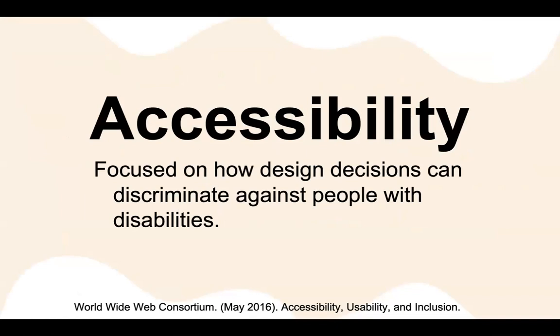We can begin with accessibility. According to the W3C, accessibility focuses on how design decisions can discriminate against people with disabilities. Essentially, web accessibility is supposed to be accessible for users of all abilities. This means that everyone should be able to perceive, understand, navigate, and interact with websites and tools equally. It also means that they can contribute equally without barriers.